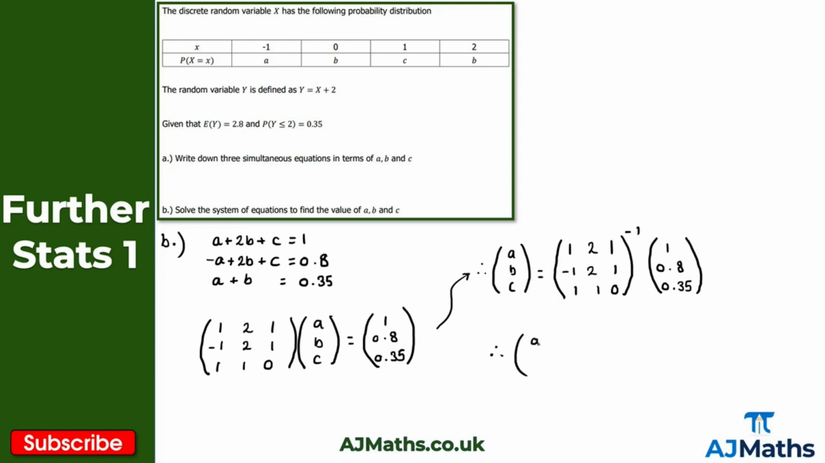So therefore, a, b, c is going to be equal to 0.1, 0.25, and 0.4, if you do that correctly. Okay, so in other words, a is equal to 0.1, b is equal to 0.25, and c is equal to 0.4. Okay, and there we have it. So that gives the solution to part B, and that actually gives the solution to the very last question.